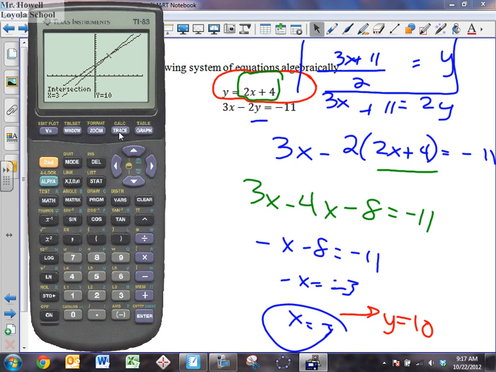Questions on this? Very good way to do this on an SAT problem. If you're given both functions and you want to just get the solution, just plot them together and find the solution. Okay?